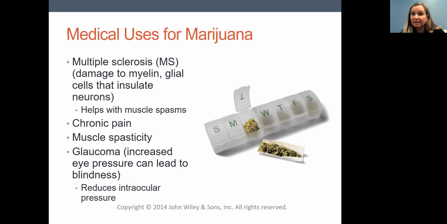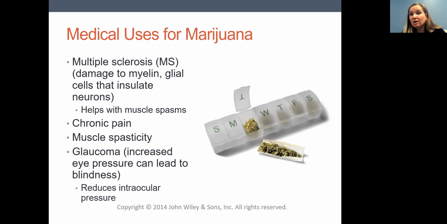Pain, especially chronic pain, the pain that you would have to use opiate drugs to treat, like morphine, in some cases, marijuana use will also significantly decrease pain and also significantly decrease the emotional aspect of pain.